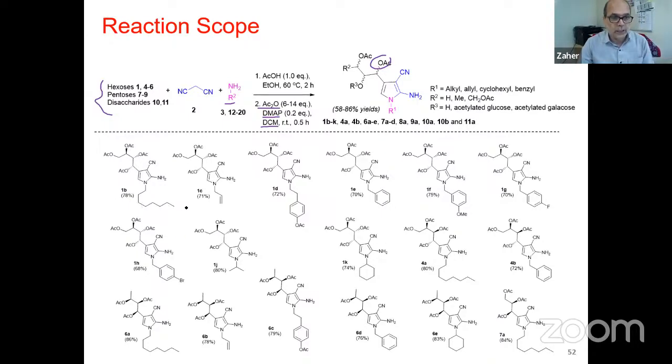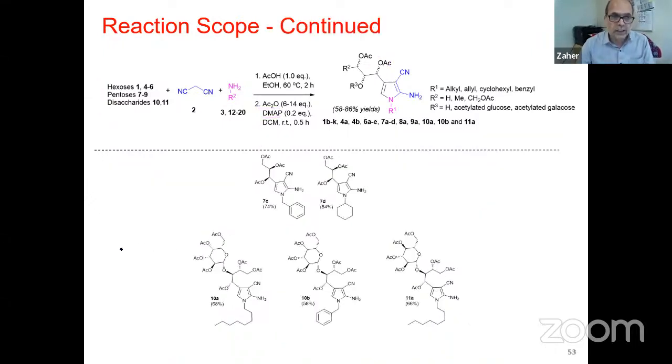So if you look at this slide here, I'm using different types of amines, all the way here, and different types of amines, right? Okay, and in all cases, the product is formed in a very good yield. In this slide here, I'm using this type of carbohydrate, and here I am using disaccharides to give me the product. So what we can conclude from here is that hexoses work very well, pentoses work very well, and disaccharides work very well to give us the products, right?